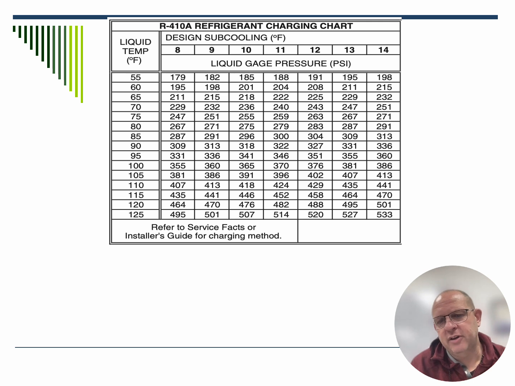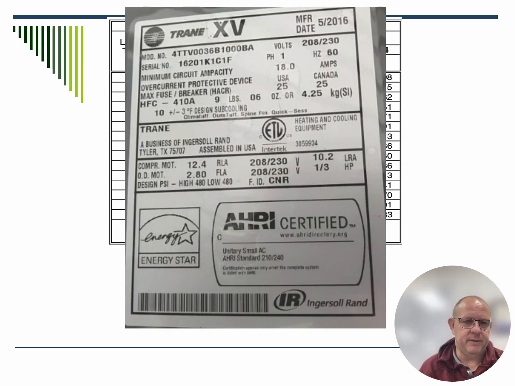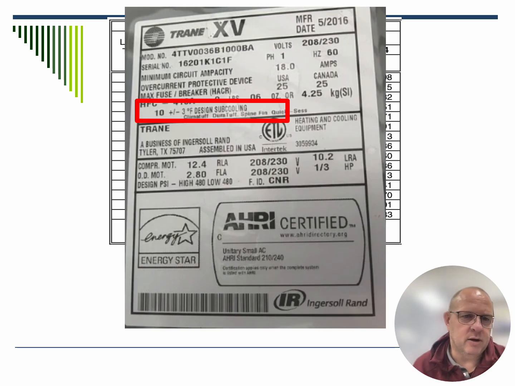Well, you're going to have to go to the manufacturer data plate on the outside of that Trane unit to find out what the actual subcooling of that system will be. And that is found right here. So our subcooling for this particular Trane unit is going to be 10 degrees subcooling, plus or minus 3 degrees. You could actually go off the liquid line temperature and adjust it to 7 to 13 degrees subcooling for this unit.